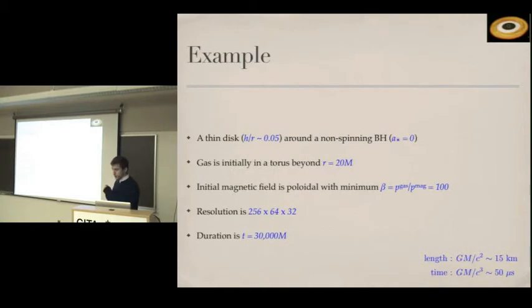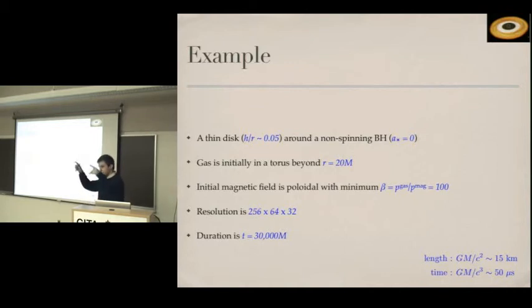And I'll just show you a movie to give you a mental picture for what's going on. This is an example of a thin accretion disk. H over R here is 0.05, and the black hole is not spinning. The gas starts out in a torus out at 20 gravitational radii. That torus is going to sit there the whole simulation and just act as a reservoir of material to keep resupplying the accretion disk as gas is accreted onto the black hole.